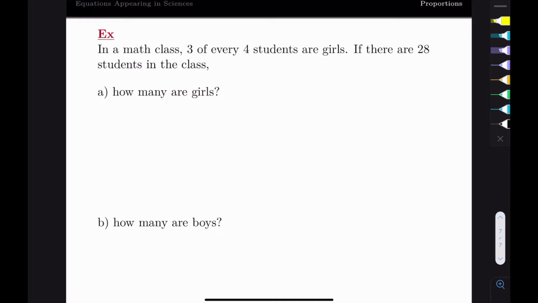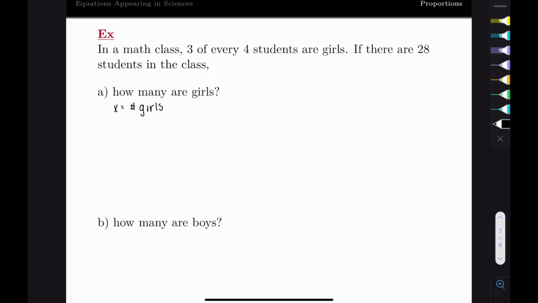In a math class, 3 of every 4 students are girls. If there are 28 students in the class, we want to figure out 2 things. We want to figure out how many are girls. And then if we figure out how many girls, it shouldn't take us too long to figure out how many are boys because we know how many students there are. So our number of girls is an unknown quantity. So I'm going to call that a variable. Let's let x equal the number of girls.